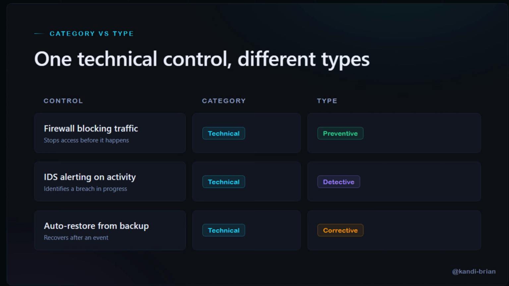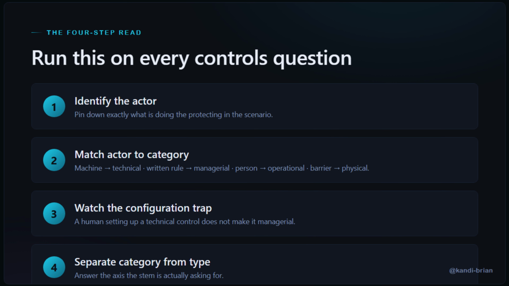So when a question asks specifically for the category, do not get distracted by the type, and when it asks for the type, do not answer with the category. Read the stem precisely. The question will tell you which axis it wants. Let me hand you the elimination strategy you should run on every controls question.